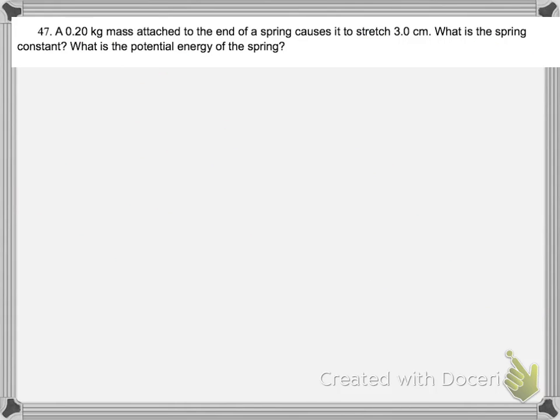And the last question, 47. A 0.2 kilogram mass attached to the end of a spring caused it to stretch 3 centimeters. What is the spring constant? What is the potential energy of the spring? So this is a two-part problem, and we first have to find what our spring constant, or K, is. And then after we find that, we can find our potential energy, or our EPE. So first to find K, we need to remember that Hooke's law is force equals Kx.